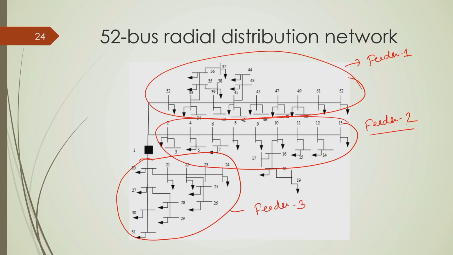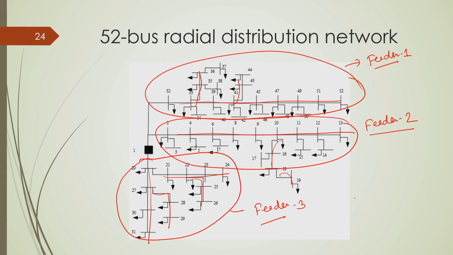So, we have 3 feeders here, and we have several laterals. This is one lateral, this is another lateral, this is the main feeder. There is another longer lateral, and so on. Here we have the main feeder having several laterals like this. So, this gives how a practical distribution network will look like.